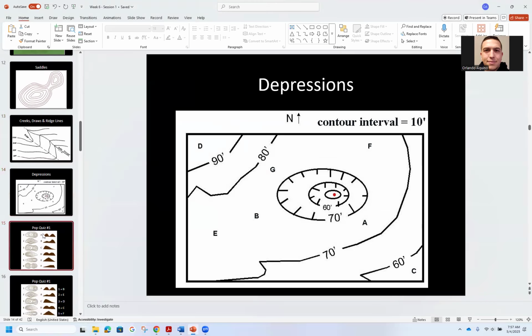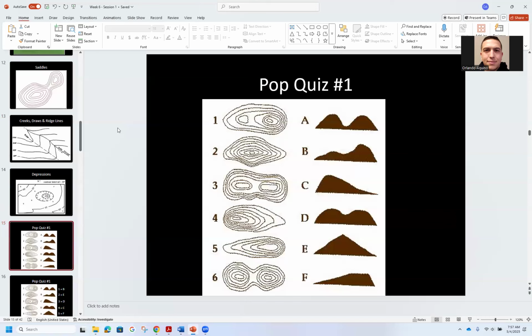If you want to quiz yourself, take a look at this for a quick second and see if you can match up what is what. What is the numerical matching up to the alpha letters there? Then see if you can figure out which is which. Take just a quick second, see if you can figure that out. I'll show you the next slideshow.